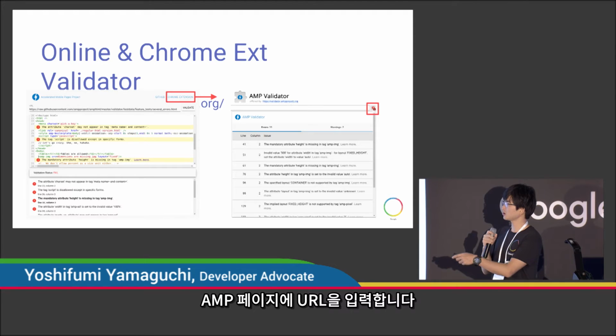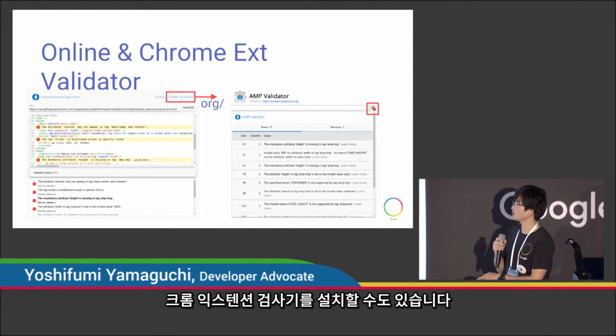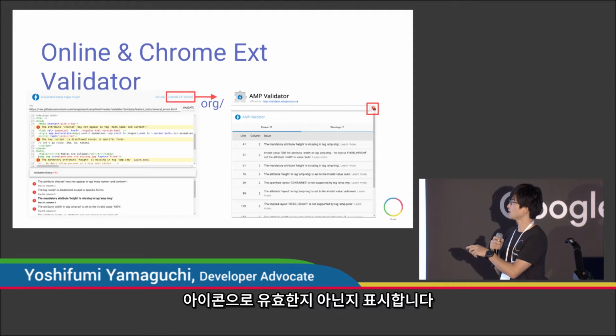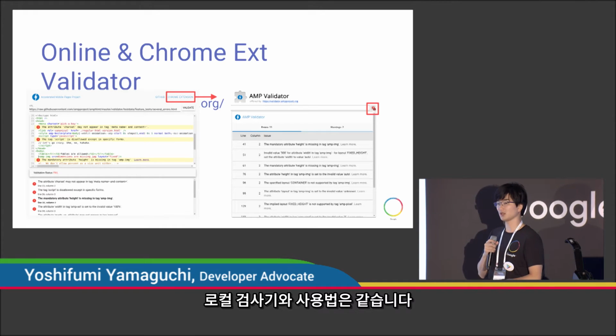So you can access validator.ampproject.org, and then you just put the URL of the AMP pages here. Then you see a lot of errors if you have any. Or you can just install the Chrome extension. Then if the pages have some errors, the icon shows whether it's valid or not. The usage is the same as the local validator.